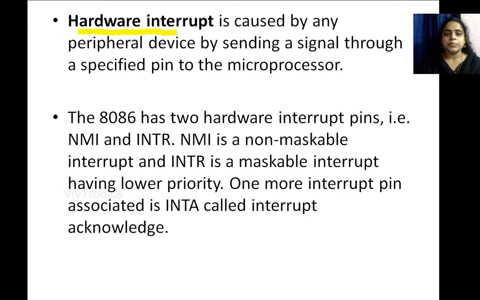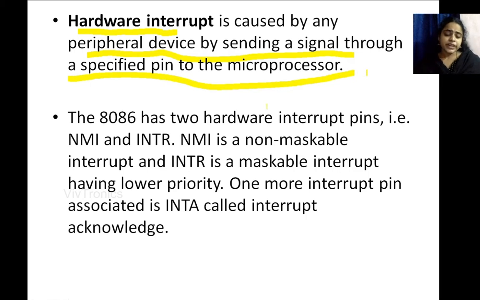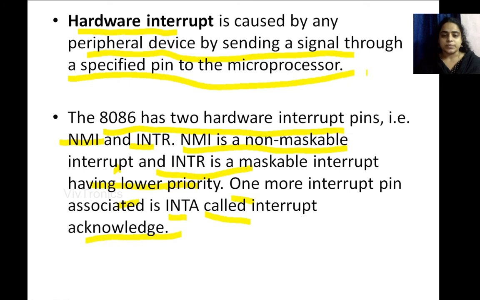A hardware interrupt is caused by a peripheral device by sending a signal through a specified pin to the microprocessor. The 8086 has two hardware interrupt pins, NMI and INTR. NMI is a non-maskable interrupt and INTR is a maskable interrupt. Non-maskable means it can't be disabled. INTR has the lowest priority compared to the NMI pin. One more associated interrupt pin is INTA, called interrupt acknowledgement.